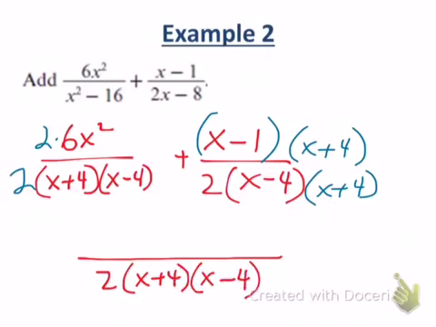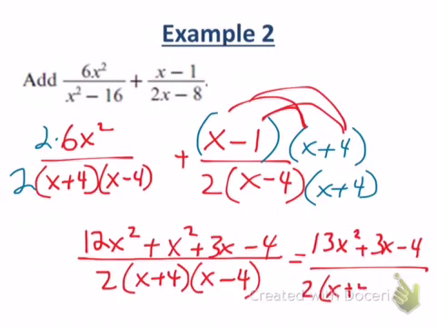plus, what's x minus 1 times x plus 4? X squared plus 3x minus 4. Now, one thing left to do is combine those like terms in the numerator. That'll give me 13x squared plus 3x minus 4 over 2x plus 4, x minus 4.